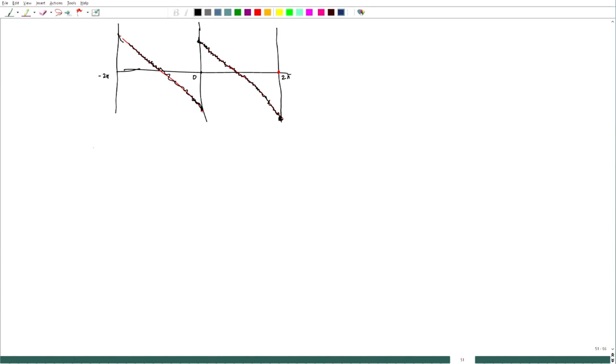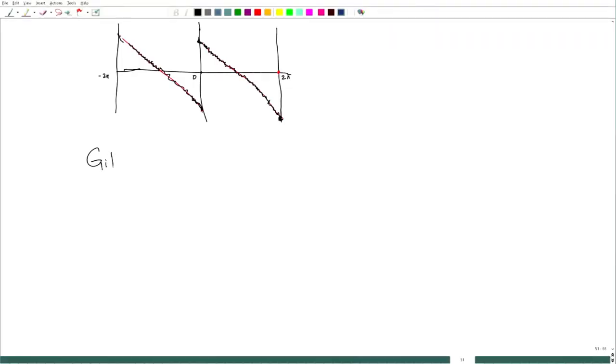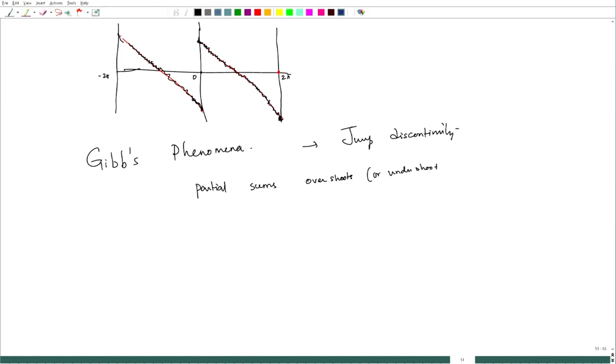the Gibbs phenomenon. It was found, very interestingly, that if you take more and more terms, you are still overshooting or undershooting by 9% of the actual thing. This phenomenon can occur only at a jump discontinuity. That means the partial sums overshoot or undershoot f near a jump discontinuity.